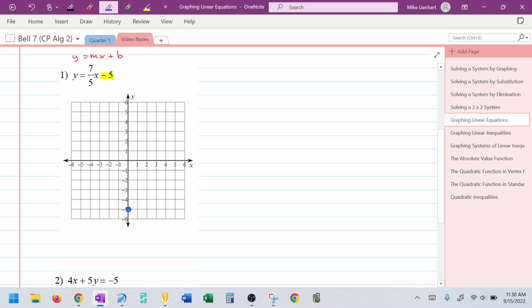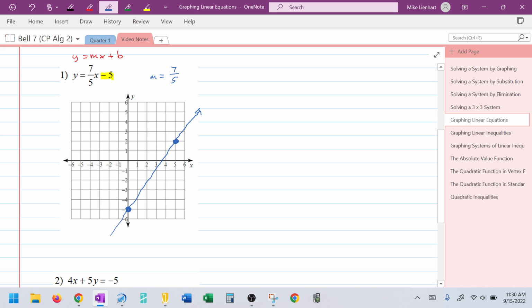The second step is to use the slope. Now the slope here is going to be rise of 7, run of 5. But from where? We go from the point that we just graphed. I'm going to count up 1, 2, 3, 4, 5, 6, 7, and then right 1, 2, 3, 4, 5, creating another point there. Now on this coordinate plane, those would be the only points that I could fit on this picture, and 2 points is enough to draw a line.